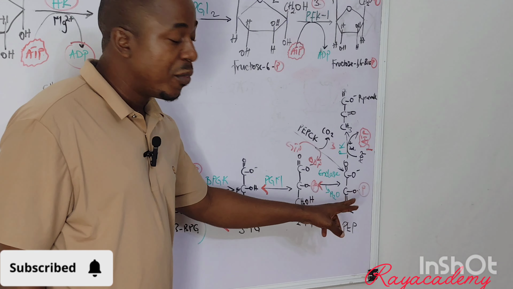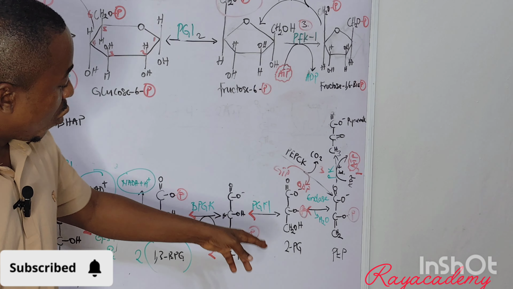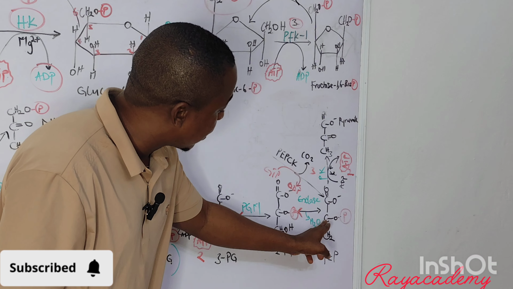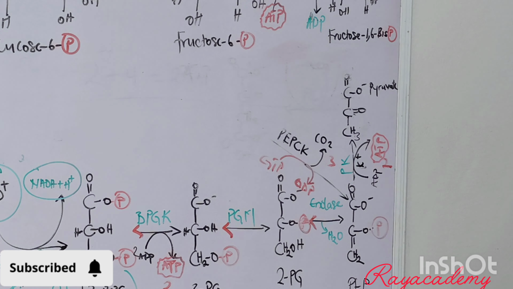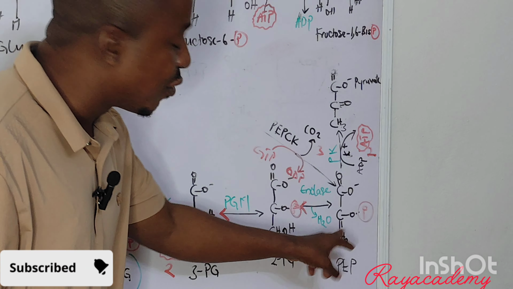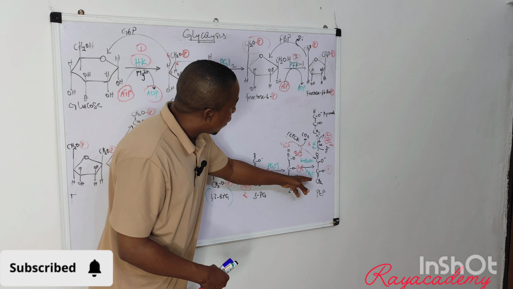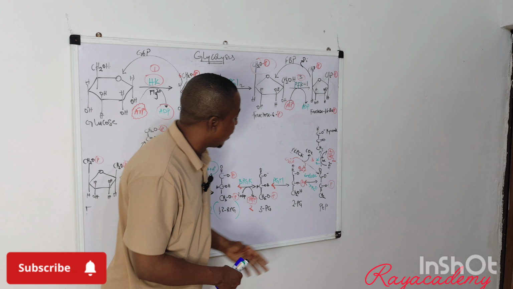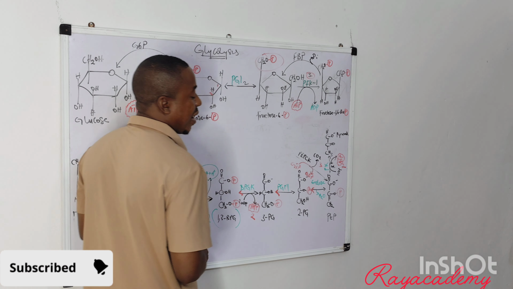The next one is a conversion of 2-phosphoglycerate to PEP, which is catalyzed by enolase. Enolase will remove a water molecule to introduce a double bond between carbon 3 and carbon 2. So that's an enol, this is an enol functional group, which is a double bond. So the phosphoenolpyruvate is converted to pyruvate using the enzyme pyruvate kinase.